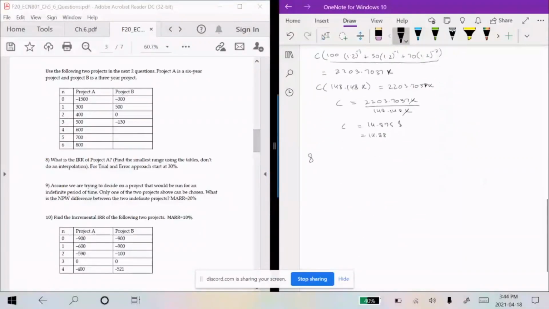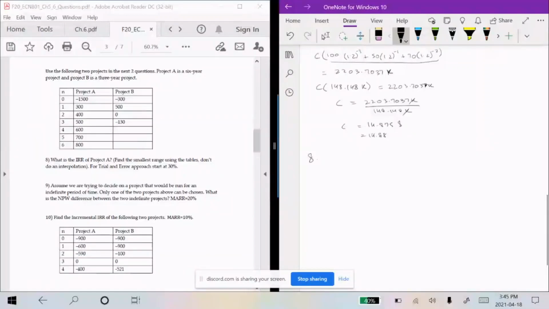So question number 8. This one again, they gave us 2 different projects. Chapter 5 and 6 are basically about finding the internal rate of return, or finding the incremental rate of return when there are 2 mutually exclusive projects, and the IRR, not the incremental one, is for when you have only one project. And here we have 2 projects. We're probably going to need to find the incremental IRR.